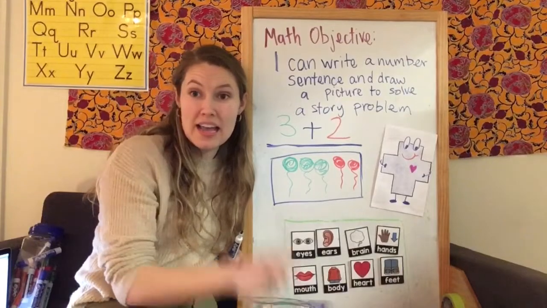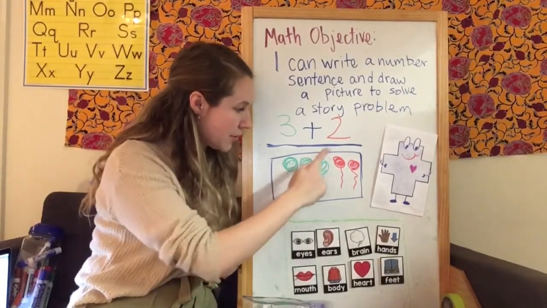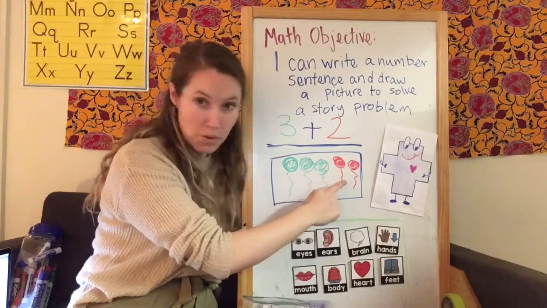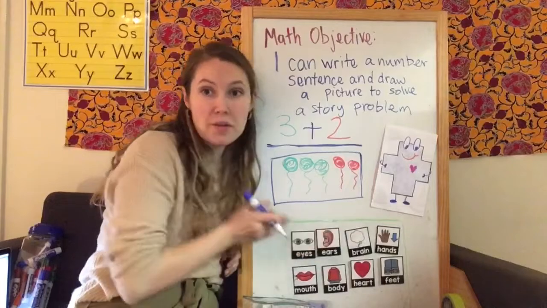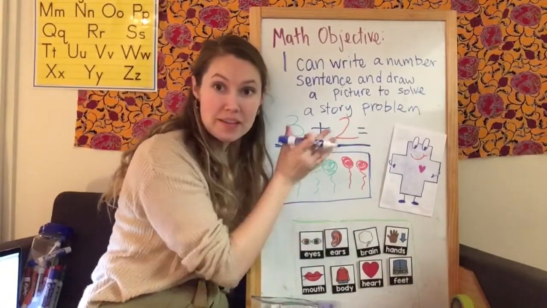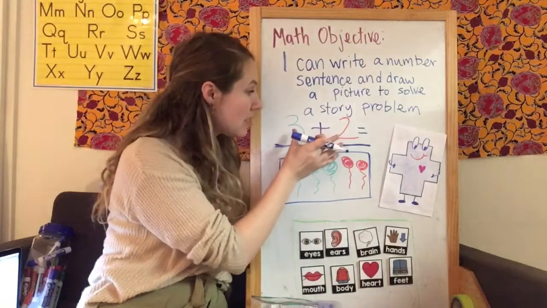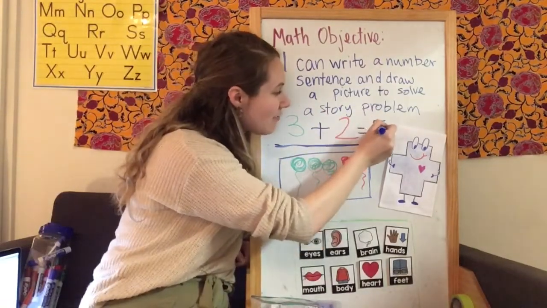So now, to figure out how many there are all there in our park, I'm gonna go ahead and touch and count. So here I go. 1, 2, 3, 4, 5. So I counted all the balloons here. And I'm gonna draw my equal sign because now I know that 3 and 2 balloons is 5 balloons.